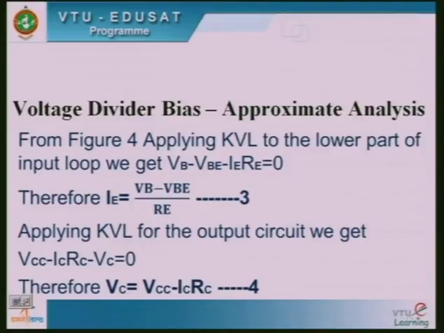From figure 4, applying KVL to the lower part of the input loop, we get VB minus VBE minus IE RE equal to 0. Therefore, IE is equal to VB minus VBE by RE, that is equation 3. Again, we need to apply KVL for the output loop, but as time is going up, let us continue this in the next class.